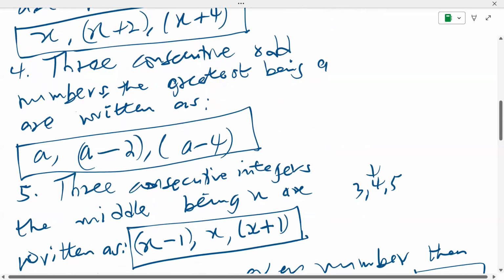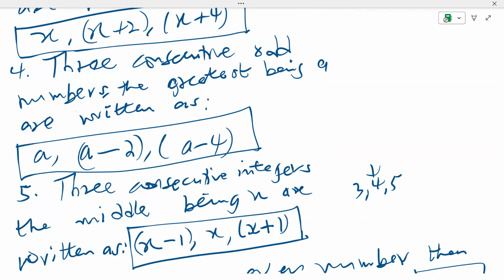Now, 3 consecutive odd numbers, the greatest being A, are also written this way. You have 3 consecutive odd numbers, so let's pick any odd number, say 5. So our A is 5. The next one is 5 minus 2, so A minus 2, and we know that will give us 3. Then we move on and say A minus 4. So 5 minus 4 gives us 1. So we get 5, 3, 1.